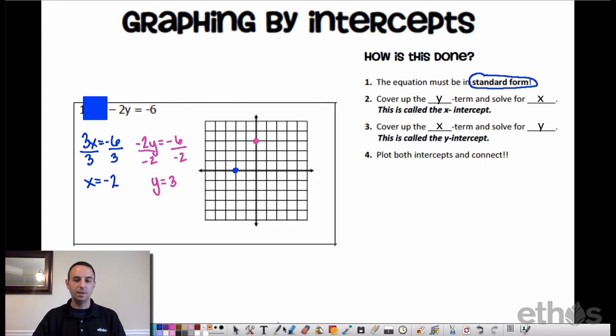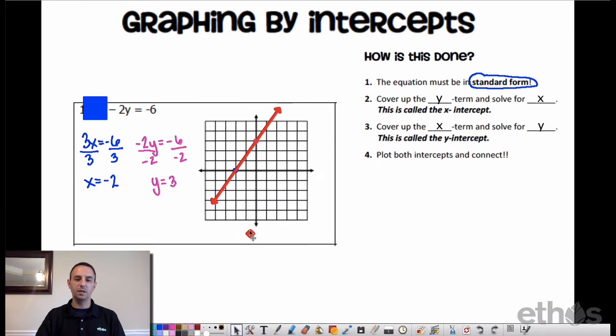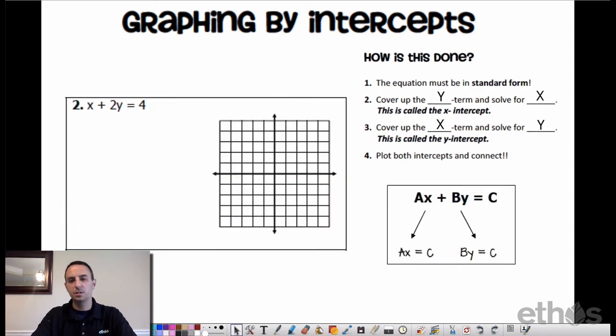So now that I've got my 2 points, I take out my straight line tool, and I can graph my line. There's my line, using the 2 intercepts as my graphing points. So that's my x and y intercept. It's a great shortcut when you have something in standard form. So let's practice this a few more times, and then I'll let you try a couple on your own. All right, so let's take a look at this one.